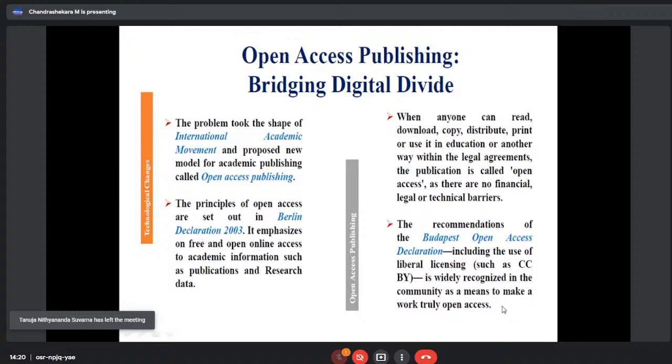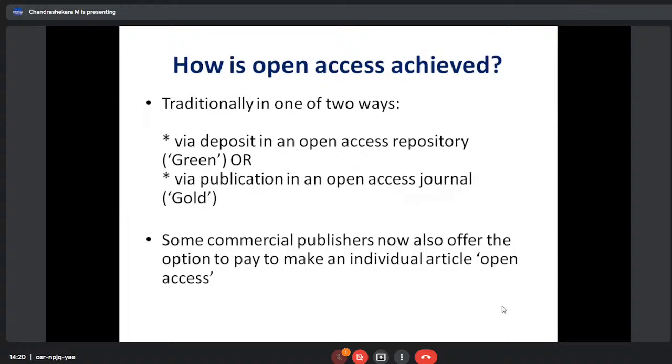They are putting this CC BY. Then anyone can easily take that, either this PPT or any of these publications. Okay, that you can. How is open access achieved?